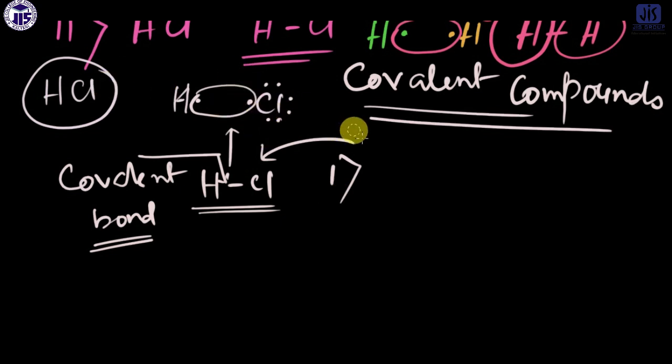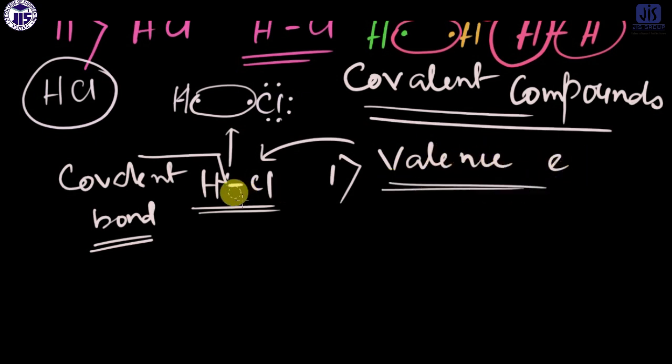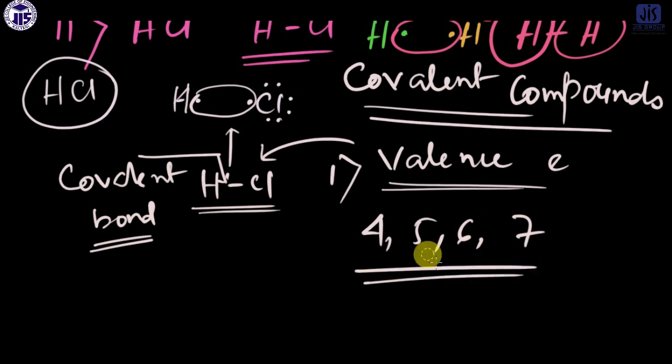So first of all, like the previous case, I'll tell you about the valence electrons. If you think about the valence electrons, then for both atoms it may be 5, 6 or 7. Formation of the covalent bond is favored when each of the contributing atoms possesses either 4, 5, 6 or 7 electrons. Most preferable is 5, 6, 7.